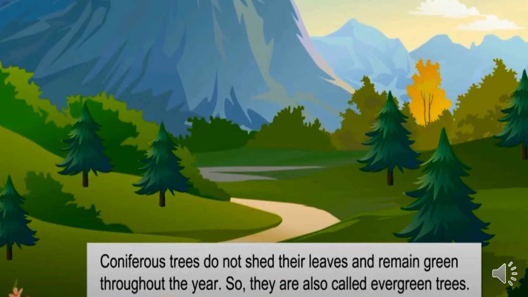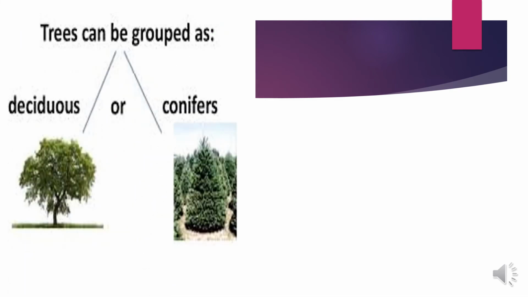Children, coniferous trees do not shed their leaves and they remain green throughout the year. So that is why they are called evergreen trees. They remain green throughout the year. Depending on this, the trees can be grouped into two categories, deciduous or conifers. So broadly, all the trees can be classified into two groups, deciduous or conifers.